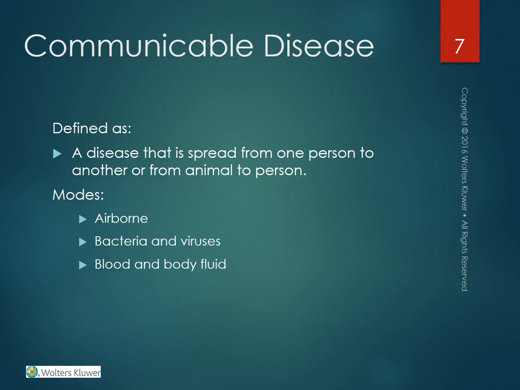Communicable disease. A communicable disease is one that is spread from one person to another or from animal to a person. For disease to be considered communicable or contagious, there must be a portal of exit from the infected person or animal, a means of transmission, and a portal of entry to a new susceptible host. It can be spread through airborne viruses or bacteria and through contaminated blood or body fluid.